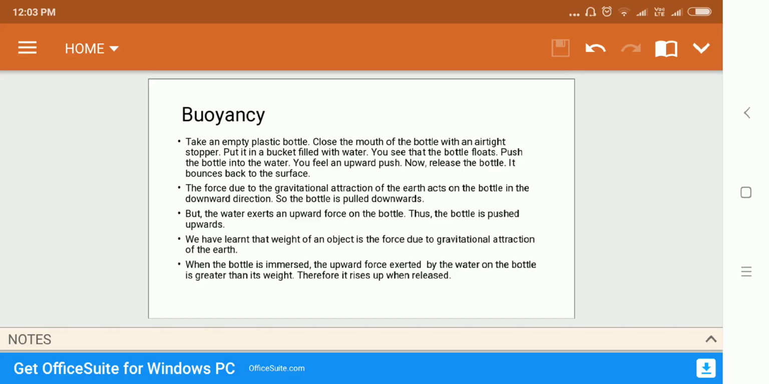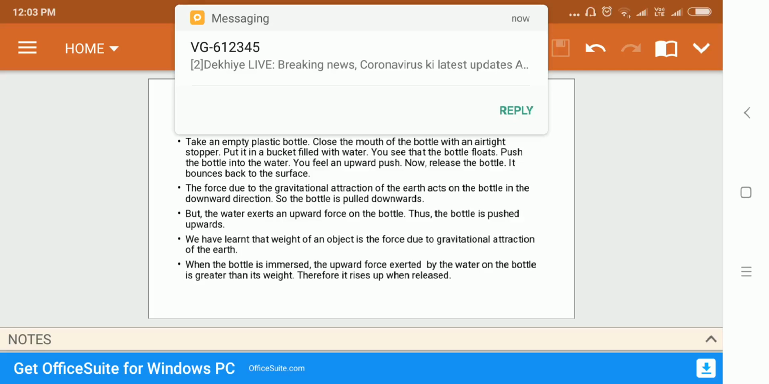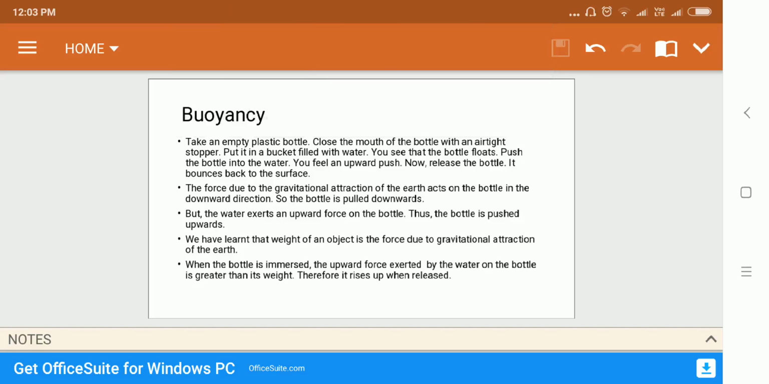Now put that bottle in a bucket which is filled with water. You can see that the bottle floats over the water surface. Now if we push the bottle into the water, we feel a reverse force, an upward push. So we can experience a reverse force.